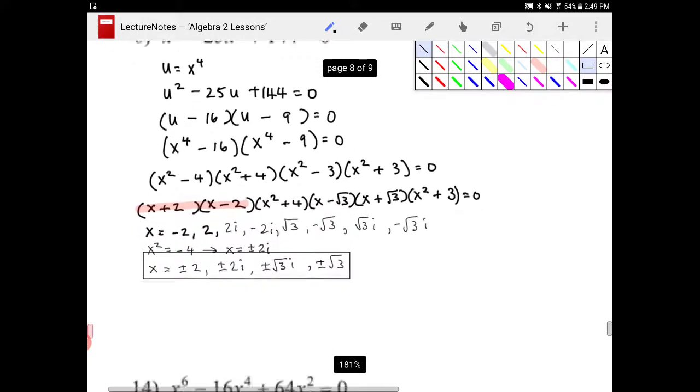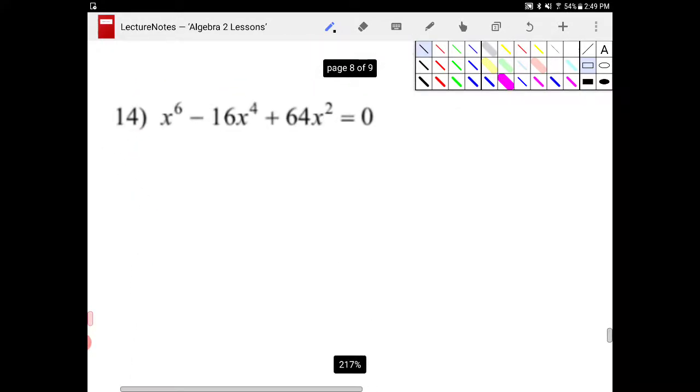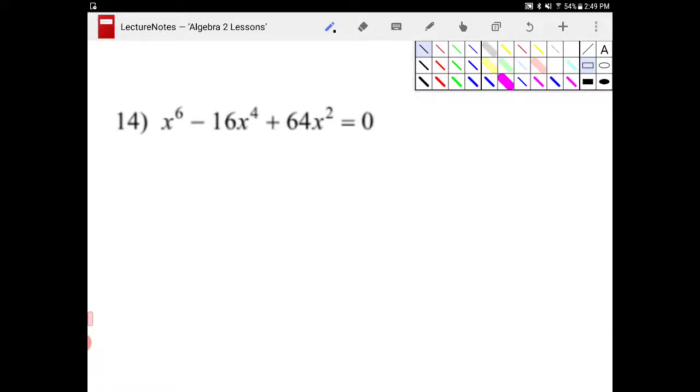Okay, let's take a look at another one. I have x to the 6th minus 16x to the 4th plus 64x squared. What I have right now, I see that there's a GCF immediately. So I'm going to factor that out. I have x squared times x to the 4th minus 16x squared plus 64 equal to 0.